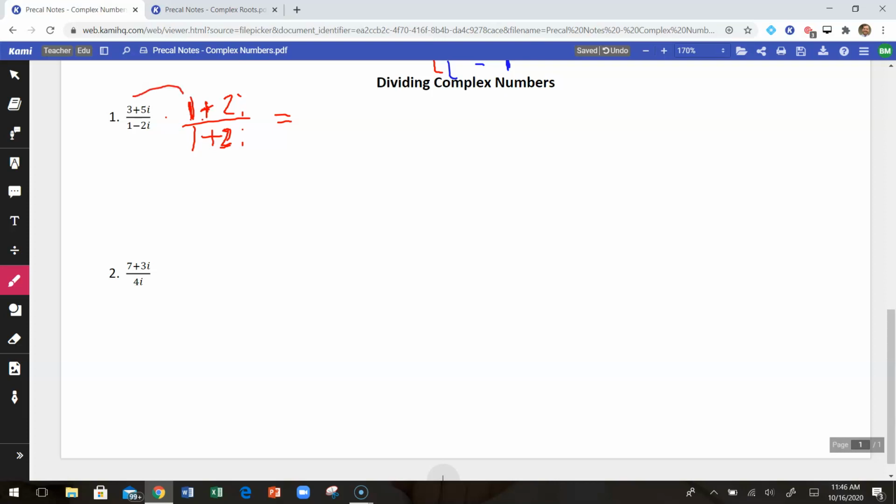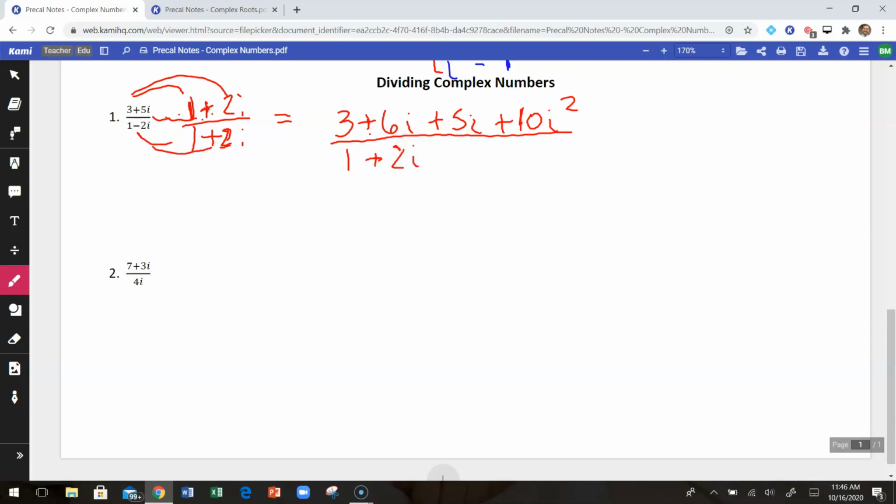So on top, I'm going to do 3 times 1, 3 times 2i, plus 6i. 5i times 1, plus 5i. 5i times 2i is plus 10i squared. On bottom, 1 times 1, 1 times 2i, negative 2i times 1, which would be negative 2i, and negative 2i times 2i, which would be negative 4i squared.